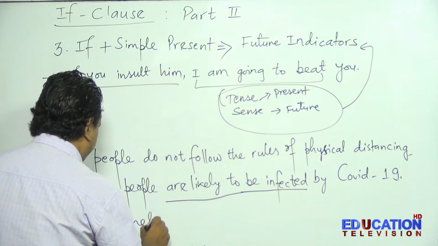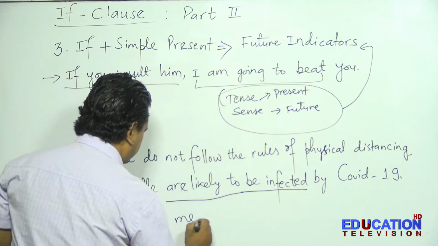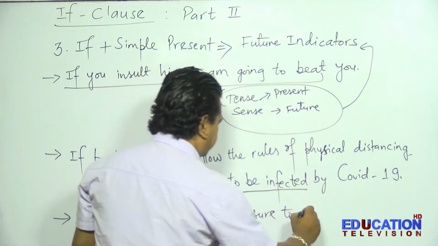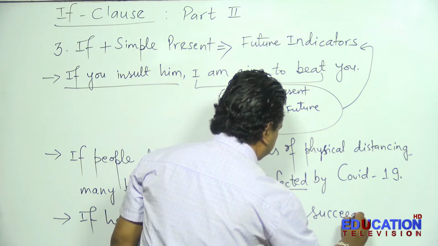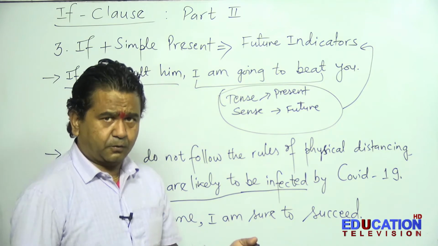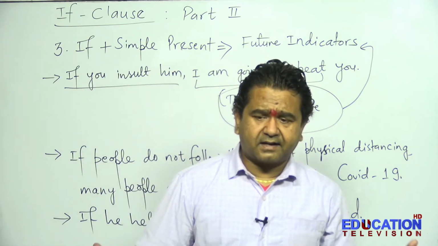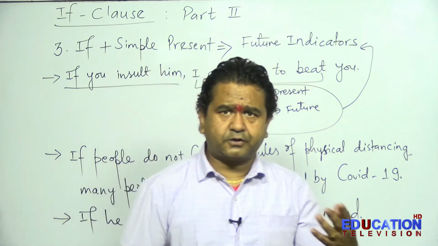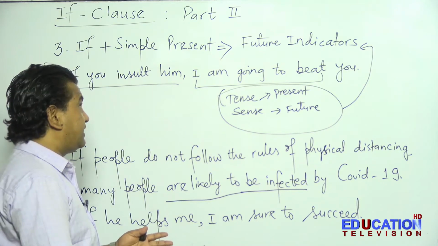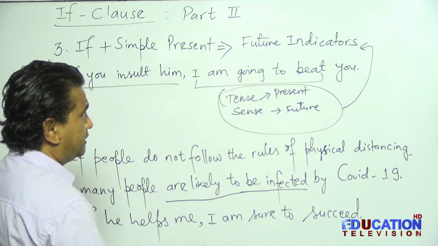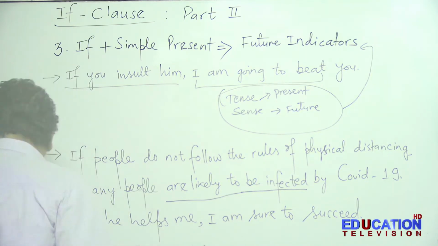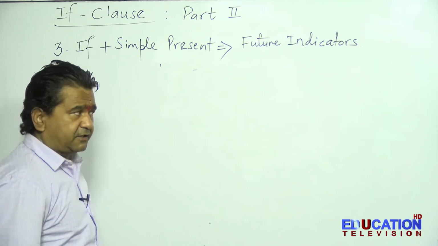You know? If he helps me, I'm sure to succeed. If you help me, I'm sure to succeed. So, going to is MR plus likely to, unlikely to, sure to, certain to, bound to. You know, these future indicators can be used in this structure. Or it is certain that, we are sure that, you know. So what do you mean by future indicators? Let us see.